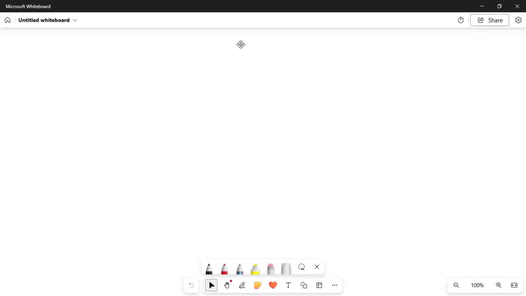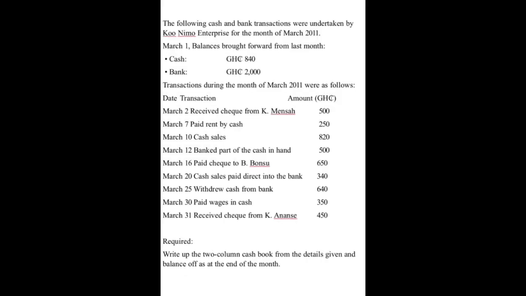Okay, so let's take the question. The following cash and bank transactions were undertaken by Column Enterprise for the month of March 2011. March 1. The balances brought forward from last month were: cash is 840 and bank is 2,000 Ghana cedis. Transactions during the month of March 2011 were as follows.